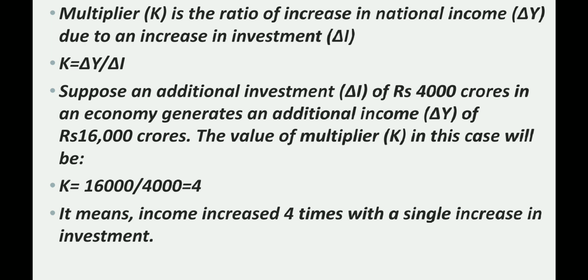Multiplier K is the ratio of increase in national income due to an increase in investment. So K is equal to delta Y by delta I. Suppose an additional investment of rupees 4,000 crores in an economy generates an additional income of rupees 16,000 crores. The value of multiplier here is K = 16,000 by 4,000 = 4. It means income increased 4 times with a single increase in investment.